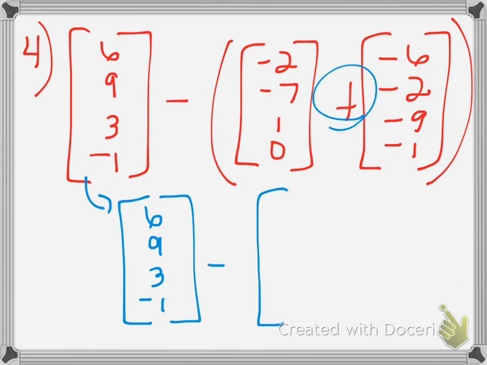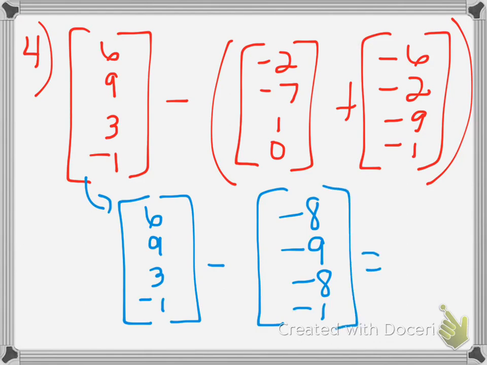The beauty is it's an addition problem, so there's no sign change, there's no adding the opposite that needs to happen. So now I have negative 2 plus negative 6, which is negative 8, negative 7 plus negative 2, which is negative 9, 1 plus negative 9, which is negative 8, and 0 plus negative 1, which is negative 1. So now, isn't that lovely that those are all negatives in there?